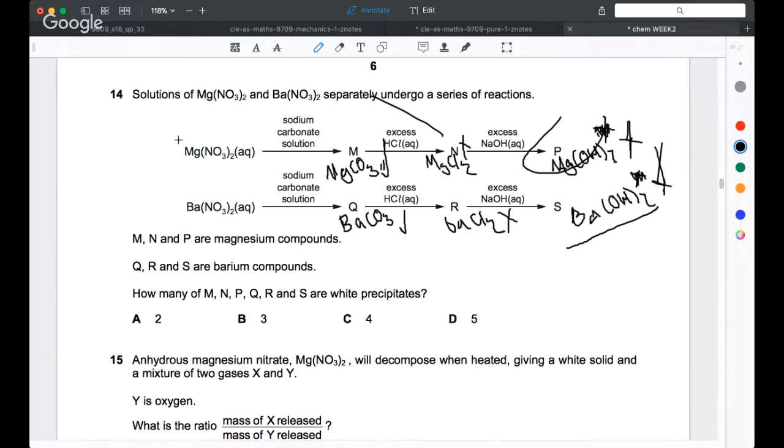So what happens when you go down the group? The radius of the cation increases, right? Which means it has a less strong pull towards the hydroxide group. But also when you dissociate in water, that determines solubility.